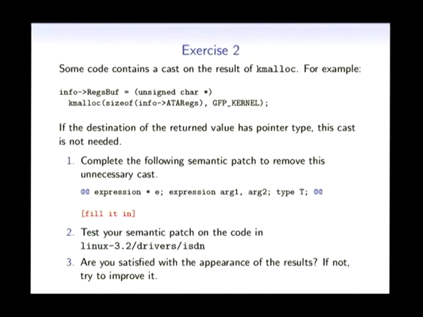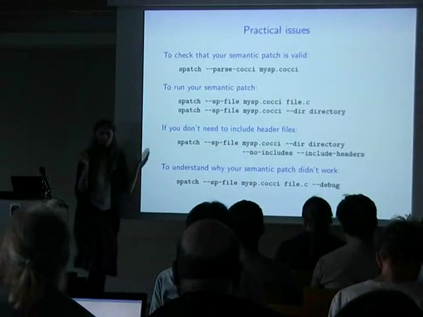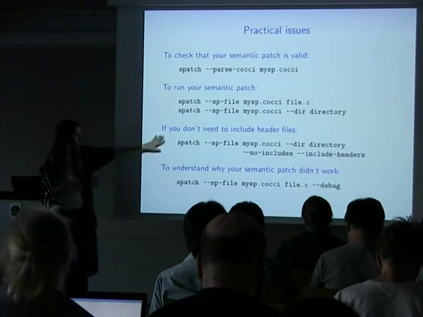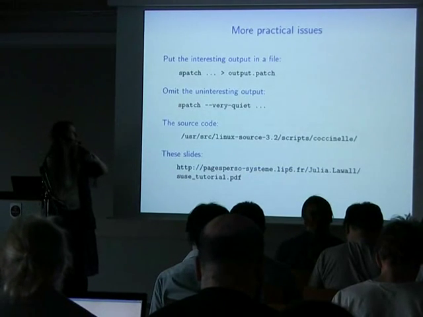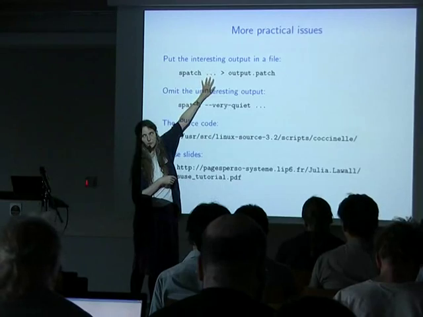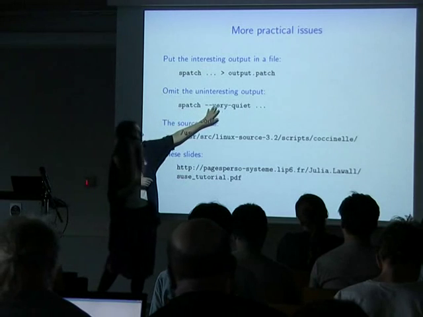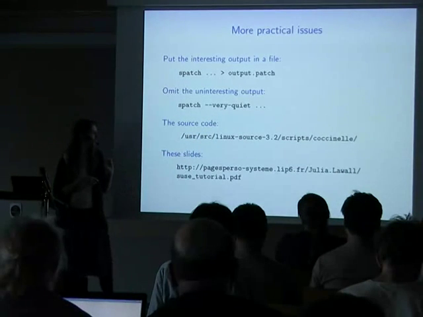And then there's another exercise to try if you finish the first one. Then there are some practical issues here. If you do spatch parse coxy, and then the name of your semantic patch, it's just like checking if the syntax is okay. It's probably a good idea. And there are some other options here, but they're not very relevant for the first exercise. In general, spatch is going to print the result, a patch, on standard output, and you might want to put it in a file so that you can apply it to your code later. It gives various output about what files it's treating at different times. You can use very quiet if you don't want to look at that.